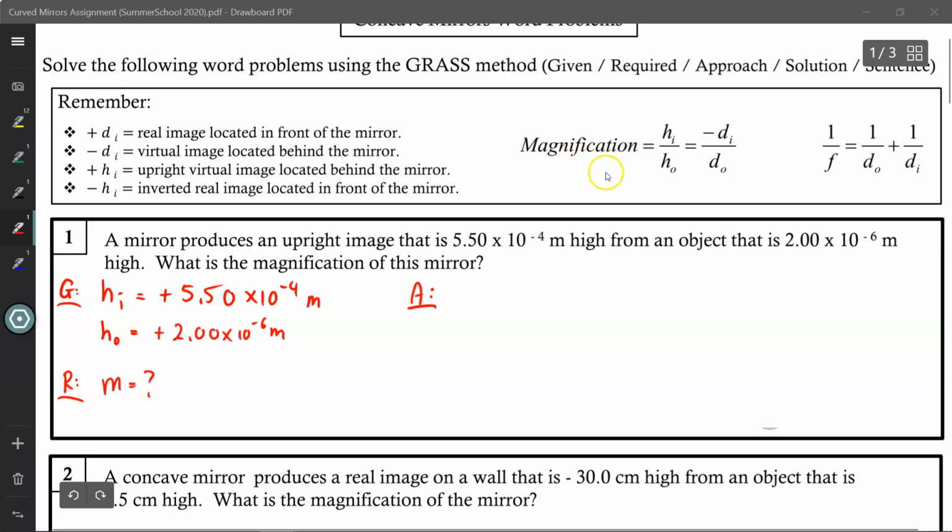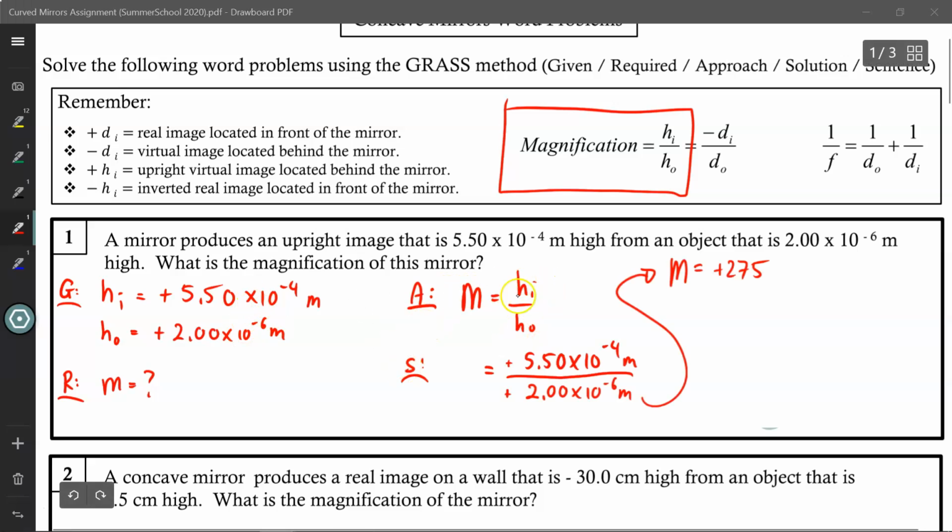Well, there's only one equation with magnification in it, so we're going to use this side. But more specifically, just this part. We're not going to worry about this part because the question doesn't ask for distance, nor does it give you any distances. It only gives you heights. So I'm just going to write down m is equal to h_i over h_o. I can now solve by plugging in the values into the equation.